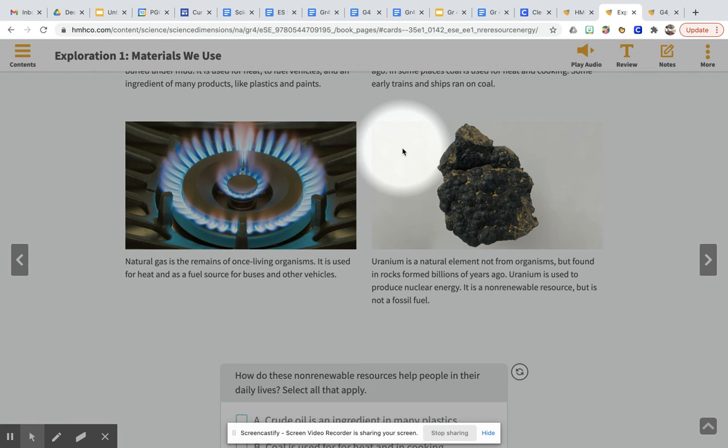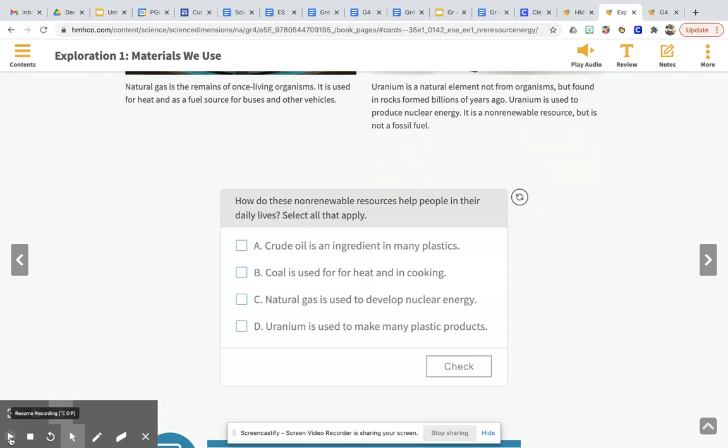And finally, uranium. All right, it says uranium, and here's our picture. Uranium is a natural element not from organisms, but found in rocks formed billions of years ago. Uranium is used to produce nuclear energy. It is a non-renewable resource, but is not a fossil fuel. All right, take a second to add that to your graphic organizer.